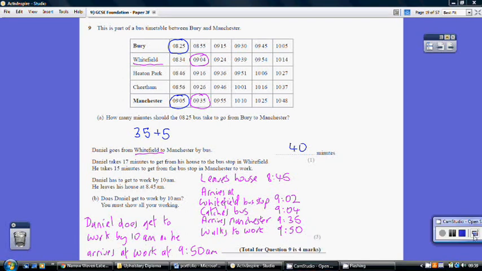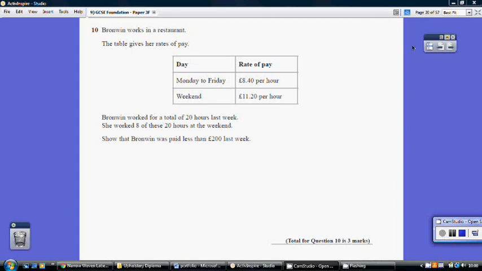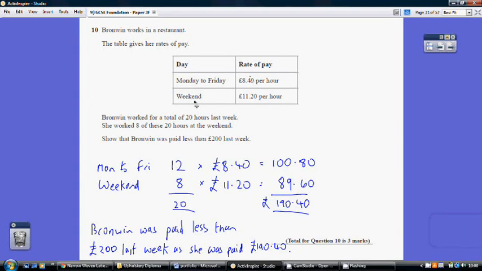Question 10. So Bronwyn worked for a total of 20 hours last week. 8 of these 20 hours were at the weekend. So 8 were at the weekend, 20 hours worked in total. So the other 12 hours must have been between Monday and Friday. For those 12 hours she worked in the week, she gets paid £8.40 an hour. So 12 times £8.40, £100.80.